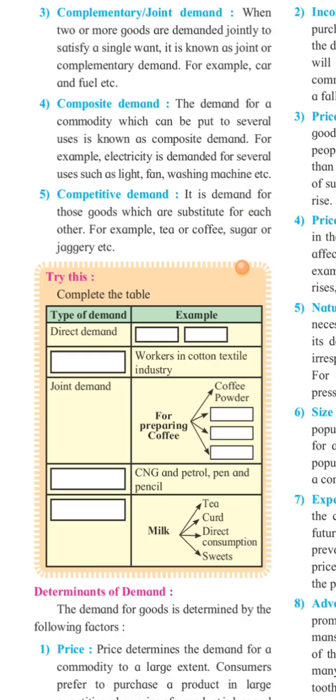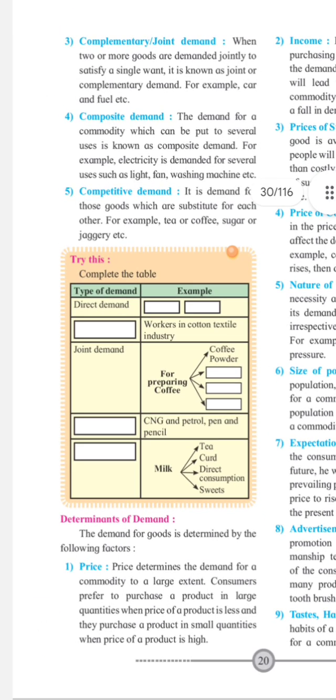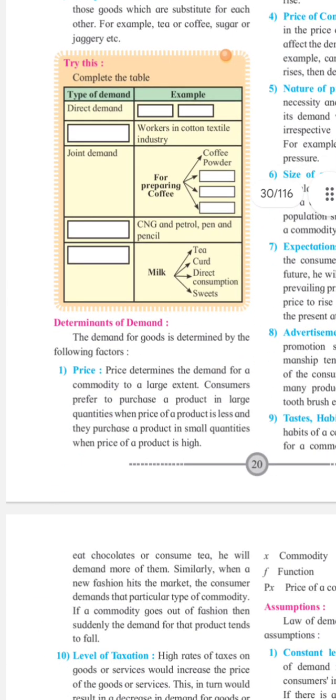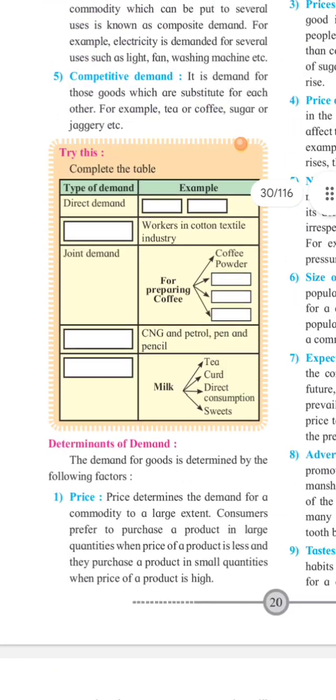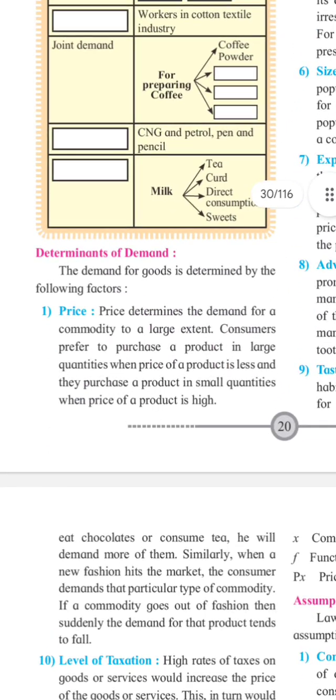Competitive demand. Demand for substitute goods is known as competitive demand. Examples are tea and coffee. We have options for that. Some will prefer tea, some will prefer coffee. Butter and jam, sugar and jaggery. These all are competitive demand. Now these were the types of demand. Now we will be moving to the determinants of demand, the major topic.